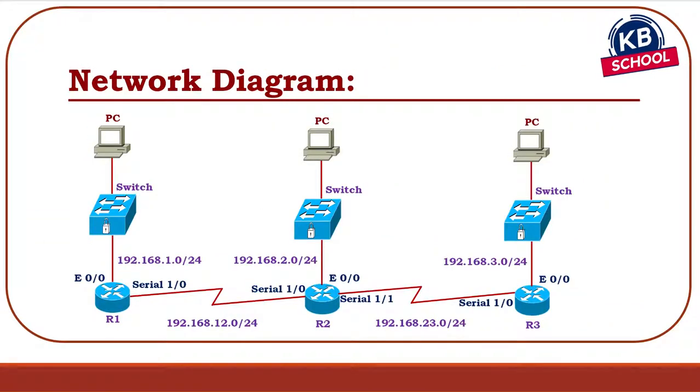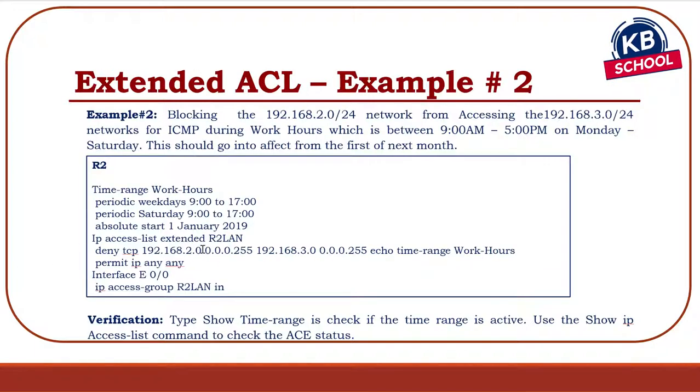Example number 2, I'm going to also bring in the absolute command, blocking the 2 network from accessing the 3 network for ICMP during work hours, which is between 9 to 5 on Monday to Saturday. Oh, they have a Saturday as well. So I cannot just use weekdays because weekdays only covers Monday through Friday. So in my time range over here, I have the periodic, but I also have to include Saturday because that was not included in weekdays. And then I say absolute start January 2019. In our case, I'll have an absolute start on the 1st of April.